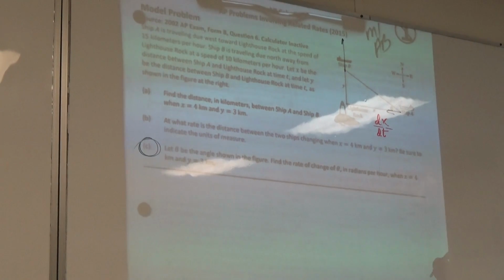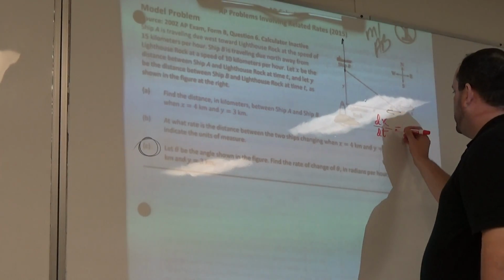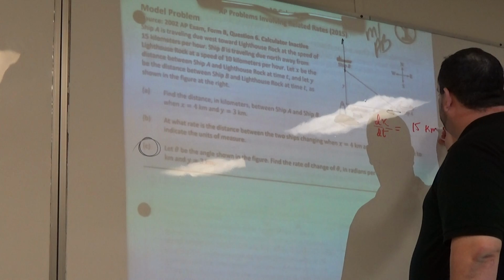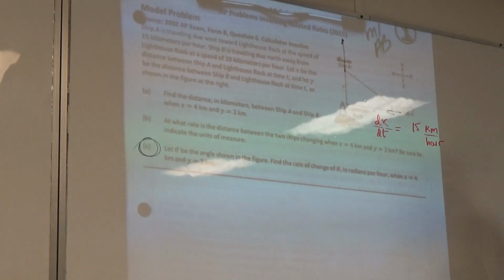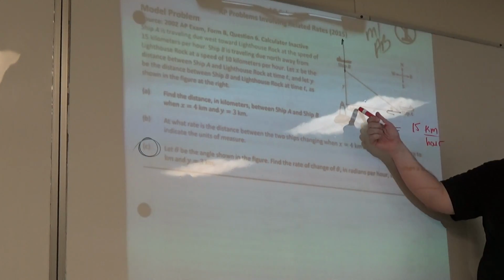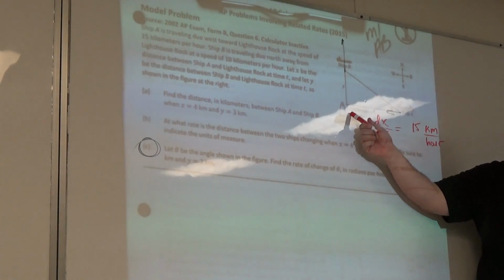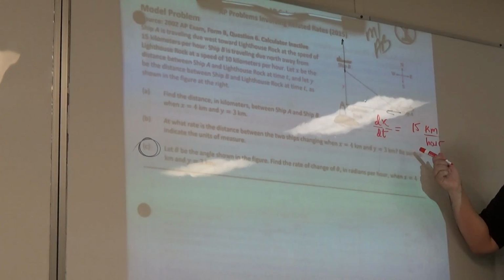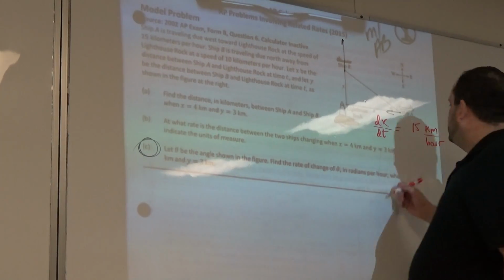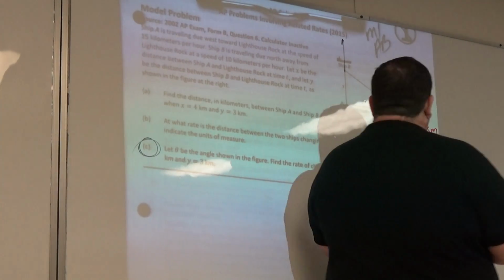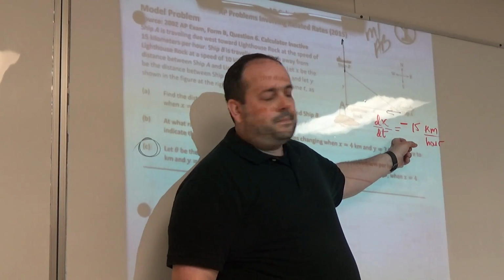15 kilometers per hour. So I could say that dx/dt equals 15 kilometers per hour, and there's going to be a problem with this. The problem is that when we deal with rates, the sign matters. You guys just told me that x is getting smaller, right? X is decreasing. The way that I indicate decrease in a calculus class is negative. So dx/dt is going to be negative 15 kilometers per hour.